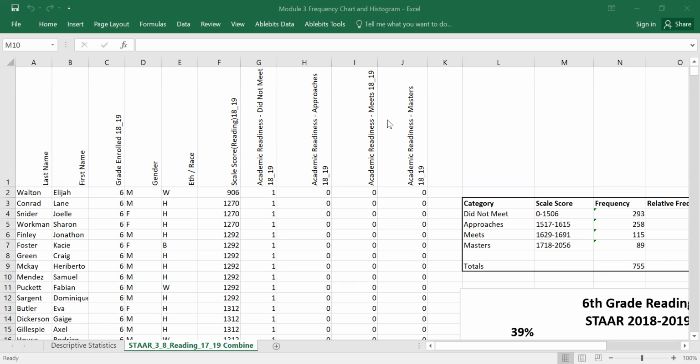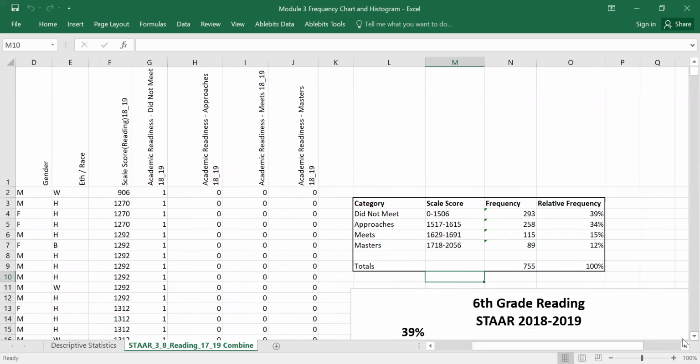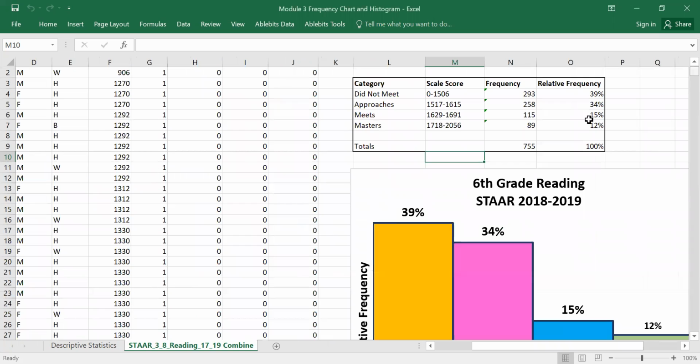And then once I had that, I sorted the data right here. Once I did that, it gave me my scale score for each of the categories, like did not meet, approaches, meets, and masters. And that was really great because I didn't have to manually look for it. So that was a good thing. So I typed out my frequency chart. I went ahead and created that by hand.